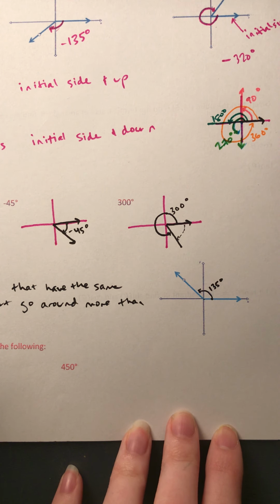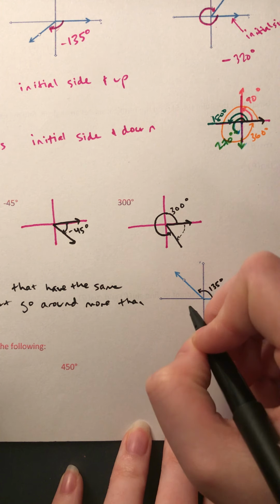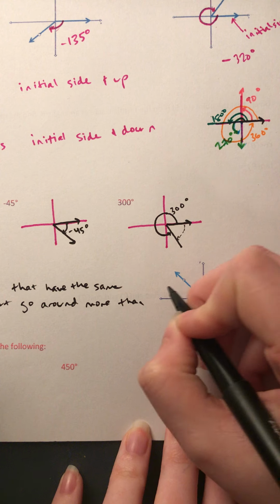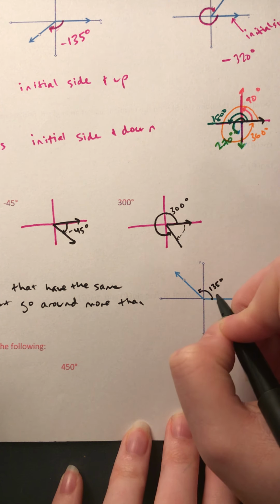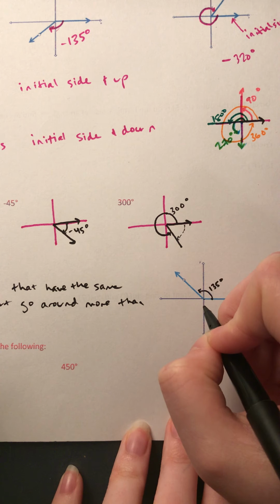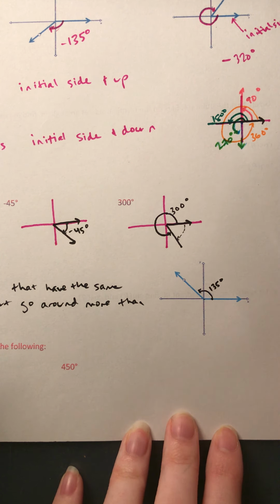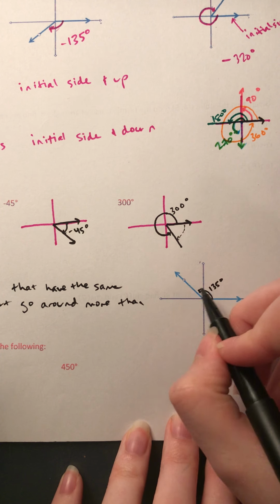Halfway between 90 degrees and 180 degrees is 135. Because if you think about it, it's 90 plus 45, so you get 135. And this looks like it's about halfway, so I'm going to call this 135. And that's just something that you guys will pick up with time.